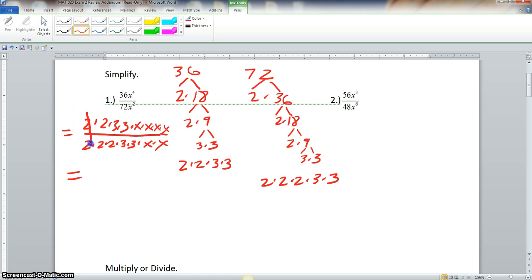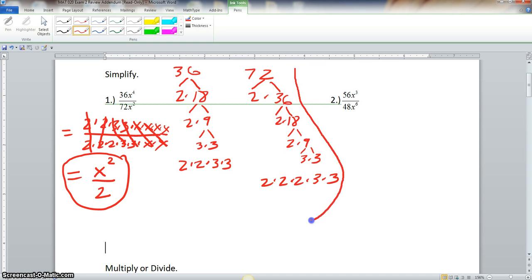Now we simplify. We have these 2 sets of 2's in common. We have 2 sets of 3's in common. And we also have 2 sets of x's in common that we could simplify out. Now in our numerator, we would just be left with x times x, which is x squared, all over our denominator, which would just leave us 2. So our final answer here is x squared over 2.